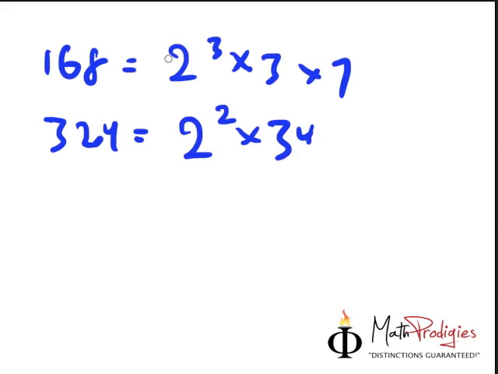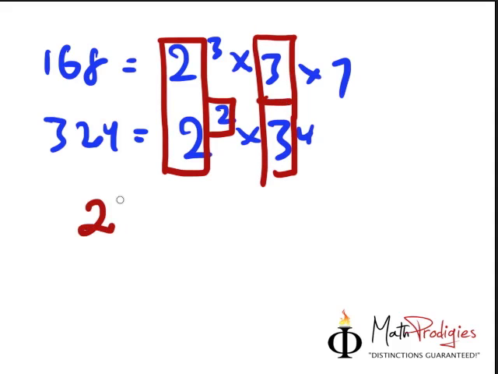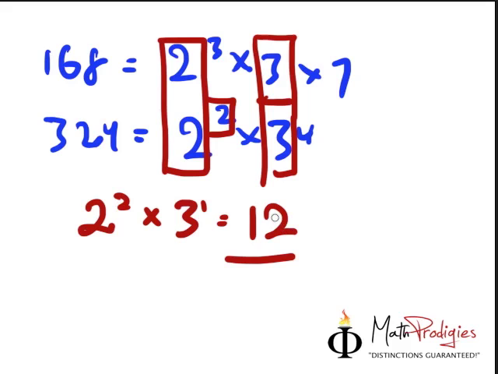So the common factors would be 2 and what? 2 squared or 2 cubed? Of course, 2 squared. And 3 power 4 or 3 power 1? The answer is 3 power 1. So the common factor is basically 2 squared times 3 power 1, which gives you 4 times 3, and the answer is 12. And that's the answer for part C.